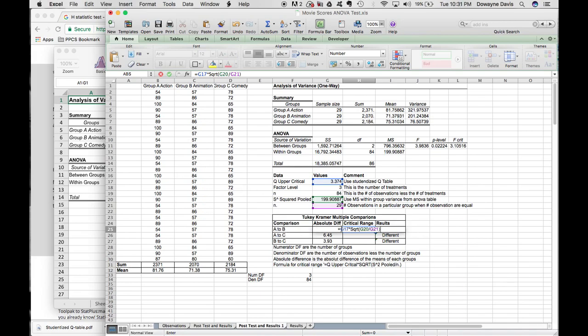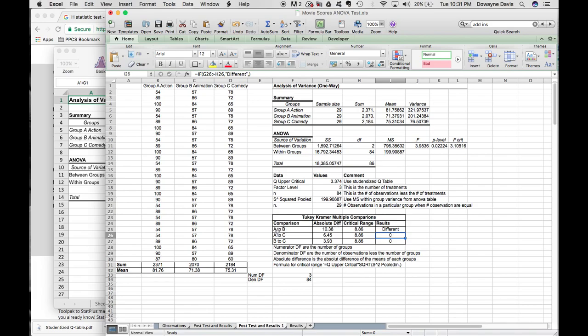Okay, I'm going to go ahead and lock all of these cells because I'm going to pull them down for my three comparisons. Okay, and then I have a formula here that tells me if my absolute value is greater than my critical range value, input that there's a significant difference between those two groups.